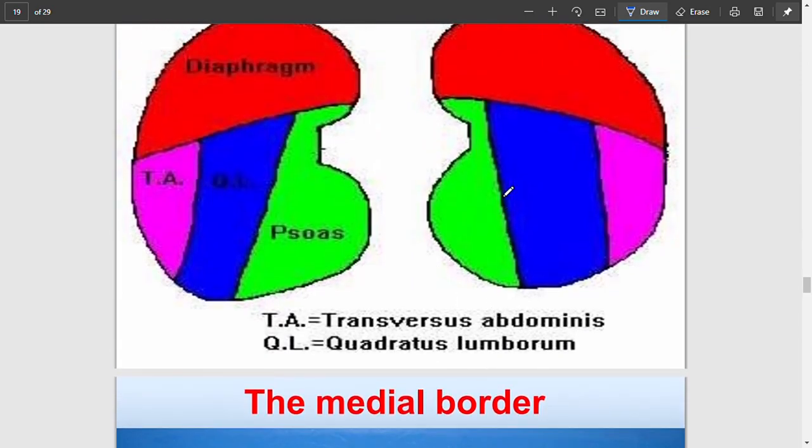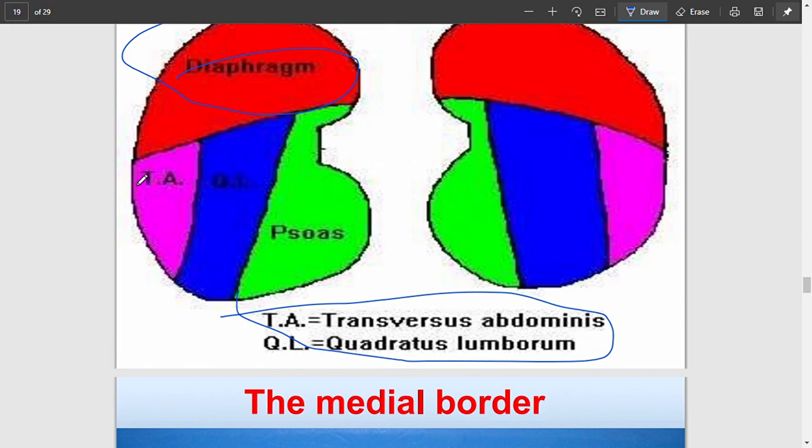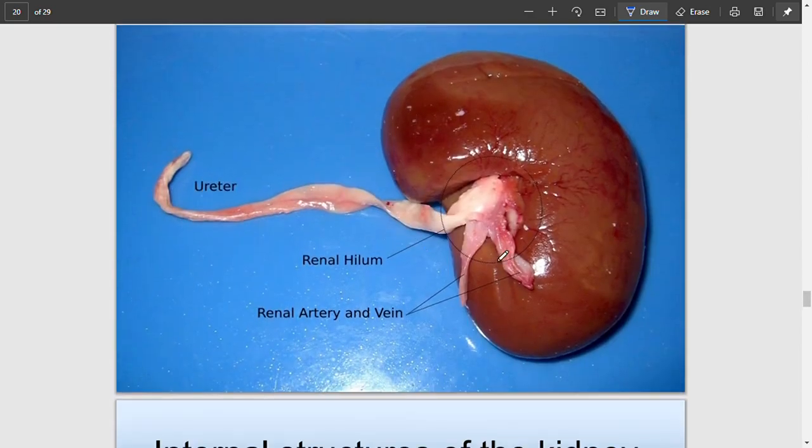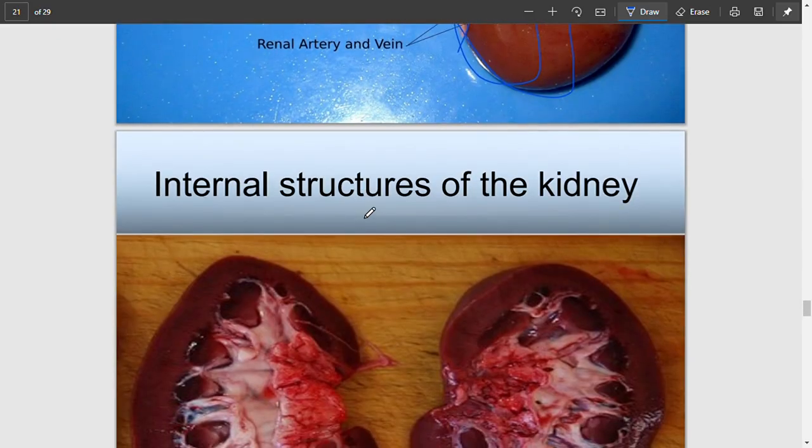All the muscles of the posterior abdominal wall are behind the kidneys. For example, the diaphragm, the transversus abdominis, the quadratus lumborum, and the psoas muscle. Here's the medial border, and this is the hilum of the kidney, and this is the renal artery and vein, and this is the ureter, which the urine travels through into the bladder.